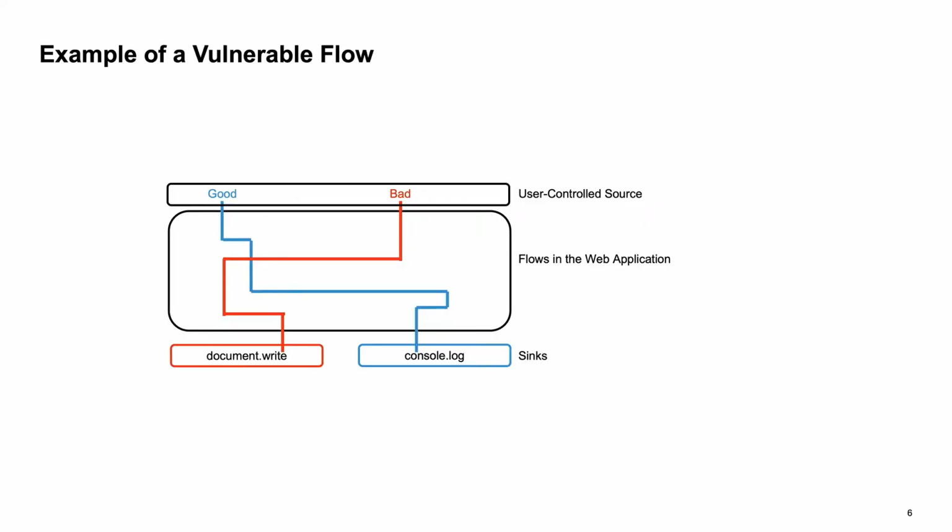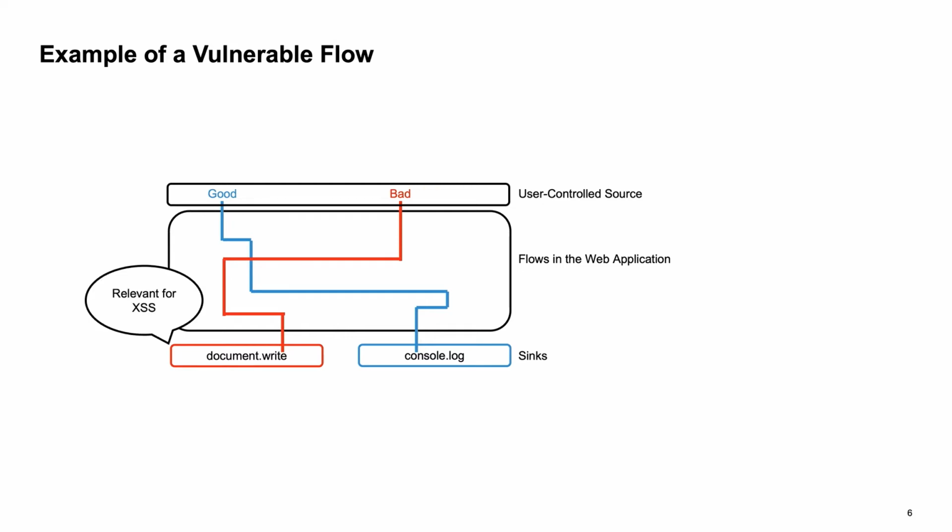Let's now start by seeing what a vulnerable flow is. For that, we model the application as data flowing from a source to a sink. The source can be a user-controlled source like, for example, an input or a URL. The data then passes through several functions and lands in a sink, which can be, for example, document.write or console.log, etc.